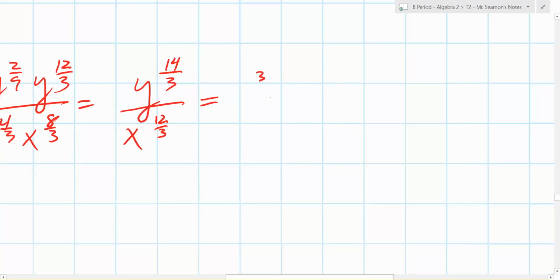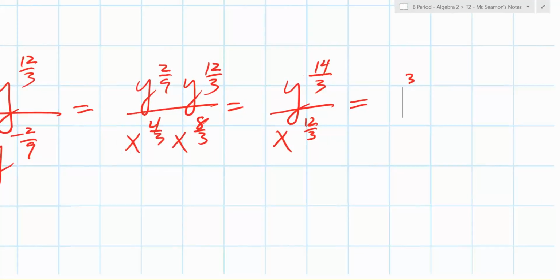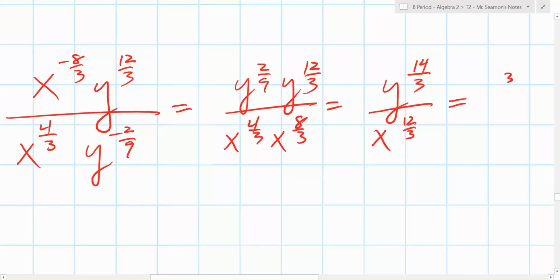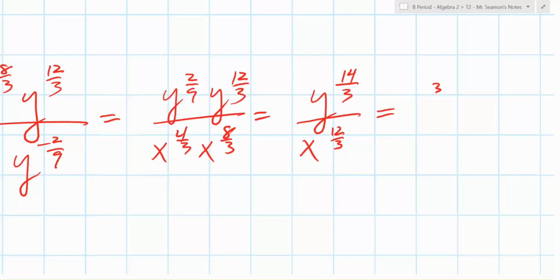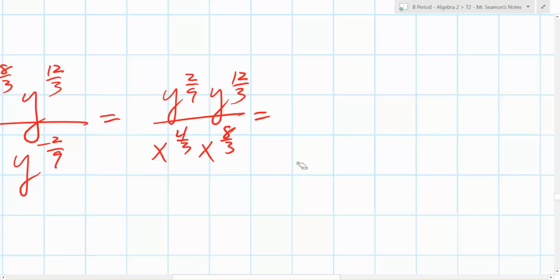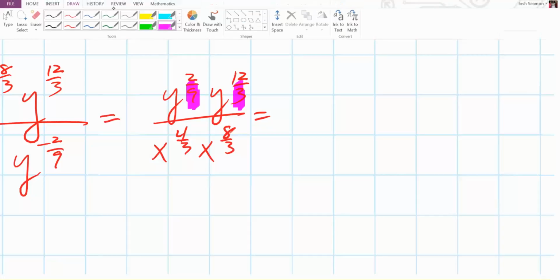Common denominator for the y's, 3 and 9. Oh, are they different denominators? Yeah. Oh, they are different denominators. I'm sorry. I totally missed that. So that is absolutely correct. You see what Chris pointed out here? We have 9 and we have 3. It doesn't work. So you have to have the same denominator, right?